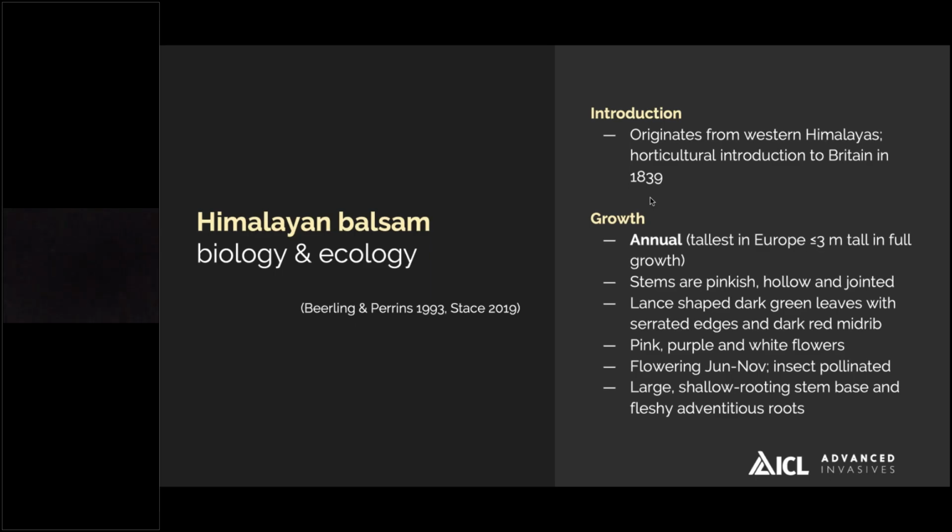In terms of the flowers, we'll take a look at them in a moment, but you've got pink, purple and white flowers, depending on the population that you're looking at. In terms of the flowering, you're looking from June to November, depending on the weather. And in terms of the root system, when you compare this to Japanese knotweed, it's quite a shallow rooting, fleshy, adventitious root system. So it's not nearly as extensive and deep as the rhizome system of Japanese knotweed.